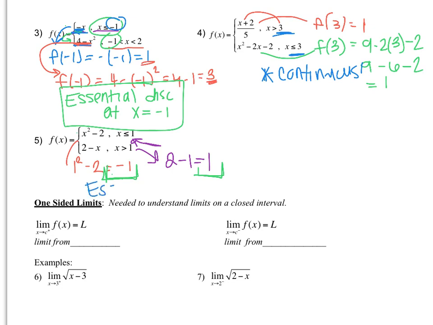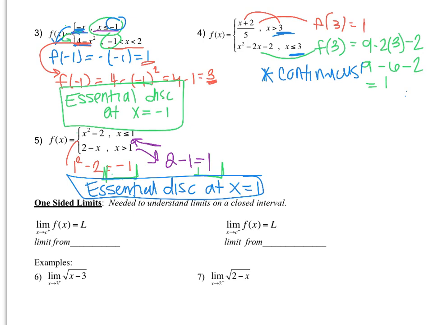So it's an essential discontinuity at 1. Okay, so these examples just go to show you, even if it's a piecewise function, it may be an essential, it may be removable, or it may just be continuous.